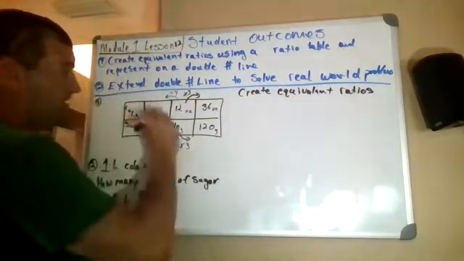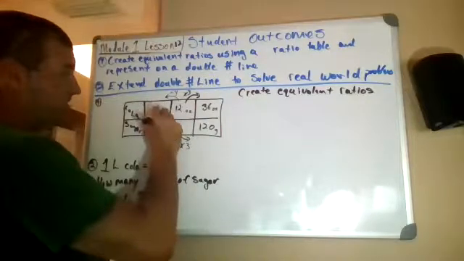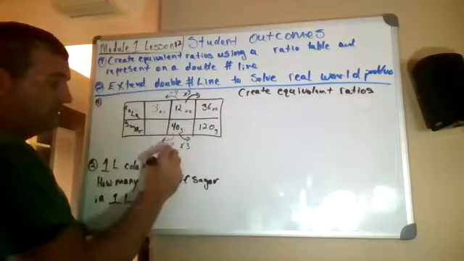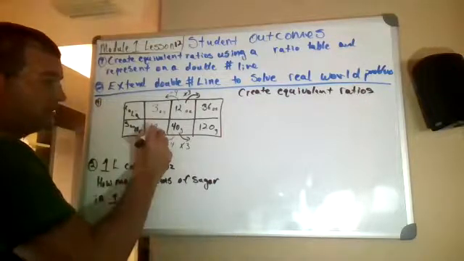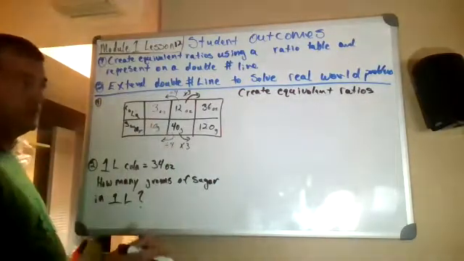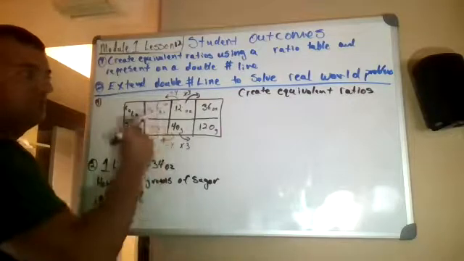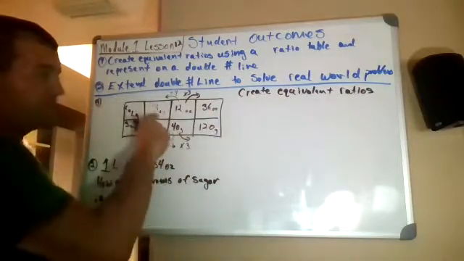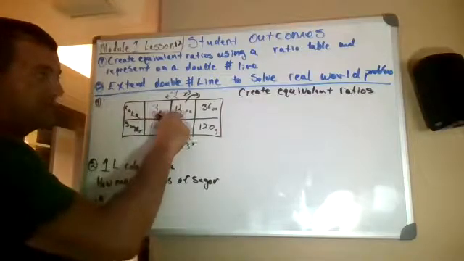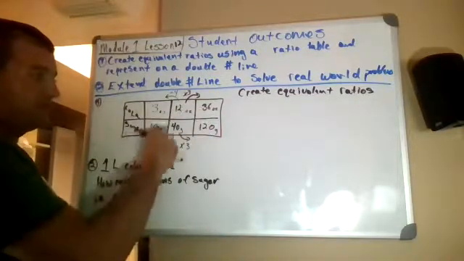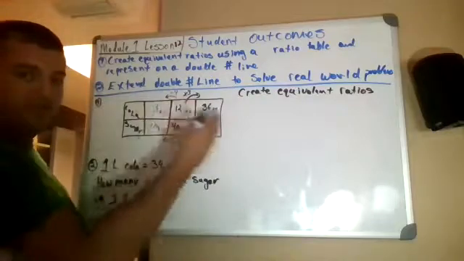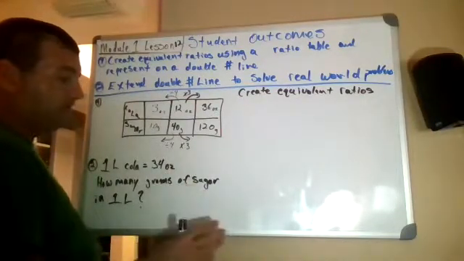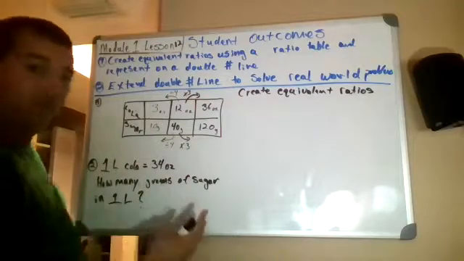4 goes into 12 3 times. So for every 3 ounces, you're going to divide by 4 here. You get 10 grams of sugar. So now we have a nice little equivalent ratio chart right here. 3 ounces to 12 ounces to 36 ounces, 12 grams to 40 grams to 120 grams. These are all equivalent to each other. Okay? They're all equivalent.